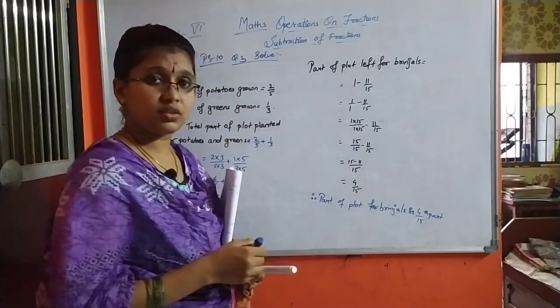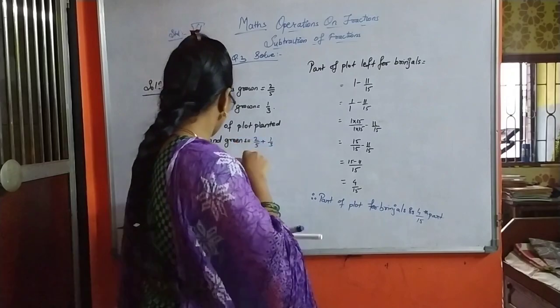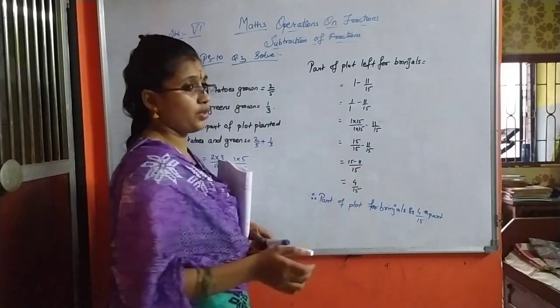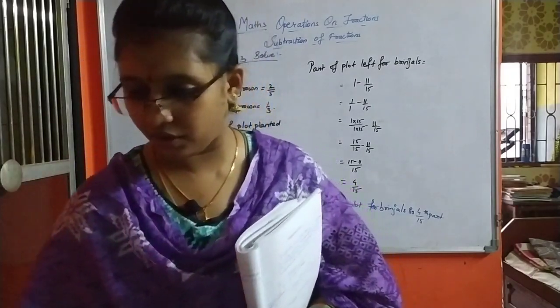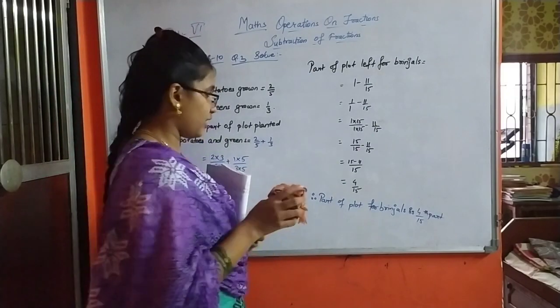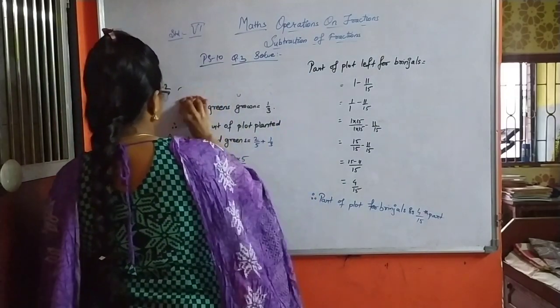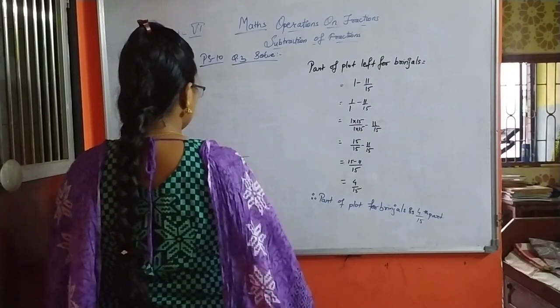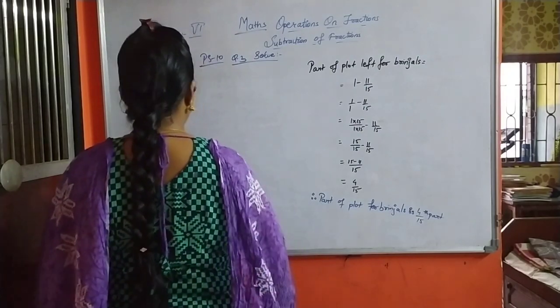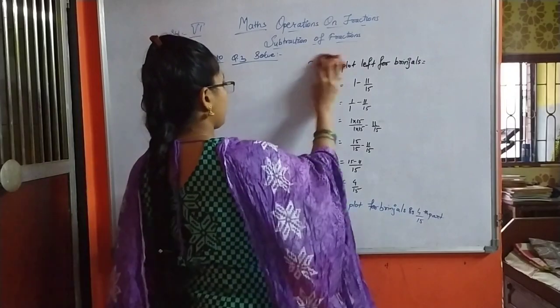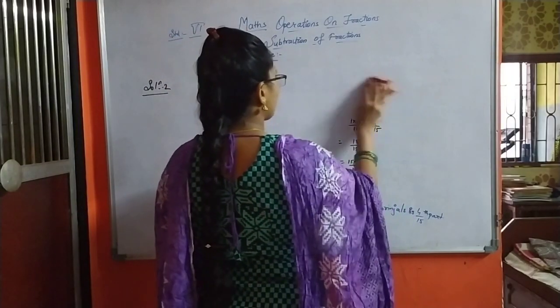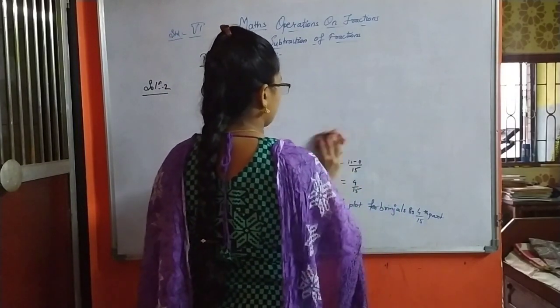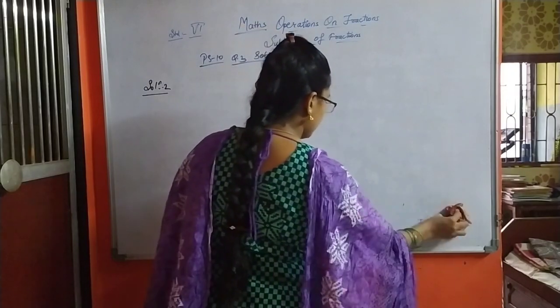Okay. Understood this sum? Again here we have to add first, then subtract. We have one more sum left in your exercise. It's a bit tricky but not tough. We'll do that also. In this sum you had direct addition and direct subtraction. No mixed fractions were given. So it was easy for us to directly subtract or add the numbers given in numerator and denominator.